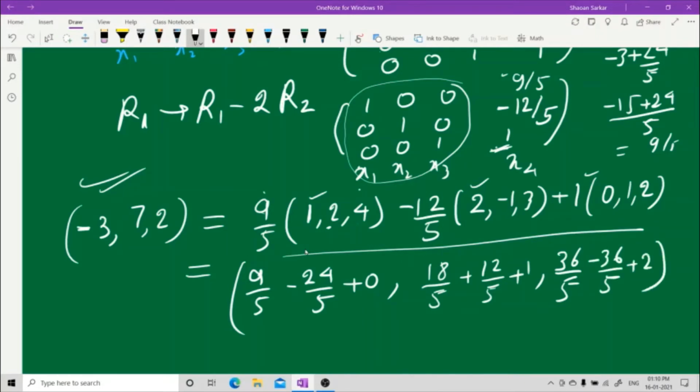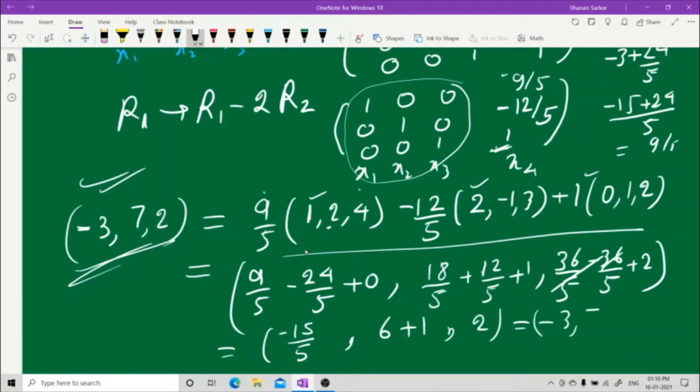Can you see? You are getting this only. You add up, this is how much? This comes out to be minus 15 by 5. And this comes out to be 6 by 5 plus 1. And this cancels out. This is 2. And you get minus 3, 7, and 2.